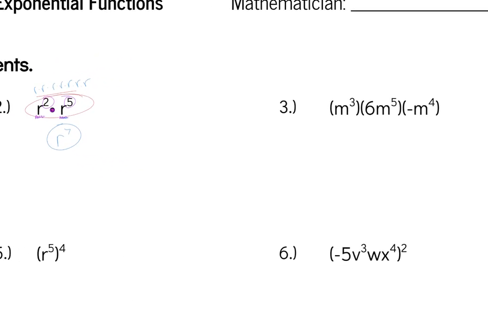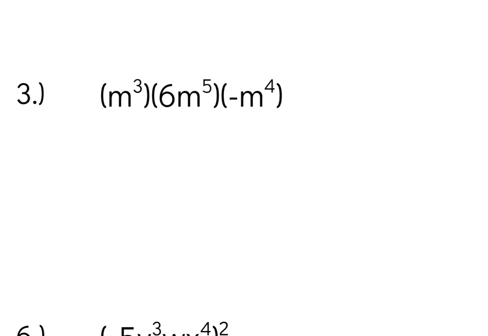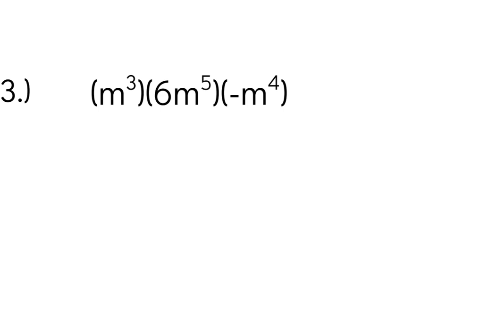So speaking of that, let's turn up the difficulty just a little bit. This is m to the 3rd, there's that base, times 6m to the 5th, there's that base, times negative m to the 4th, there's that base. So if I just focus on the fact that we have those m's, then I can do this. 3 and 5 is 8, plus another 4 is 12.